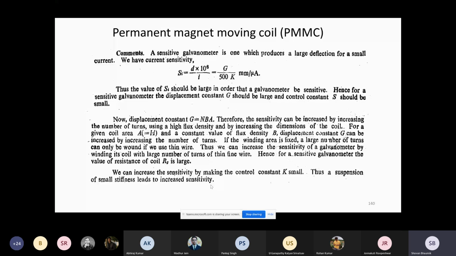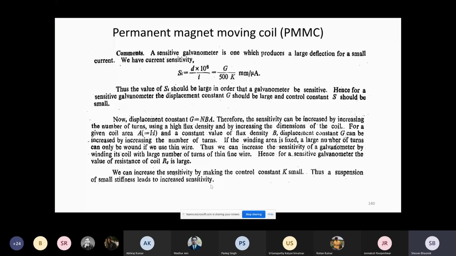So now the displacement constant, we know it is NBA. N is the number of turns, B is the strength of the magnetic field, A is the area of the former. So for sensitivity to increase, we can increase the number of turns and use a high flux density magnet. And for a given area of the former and a constant value of B, the displacement constant G can be increased by increasing the number of turns.